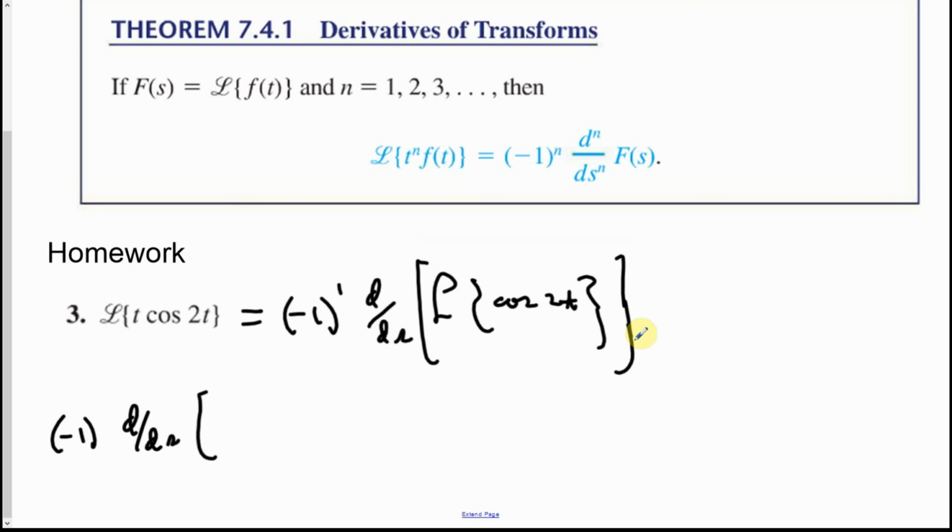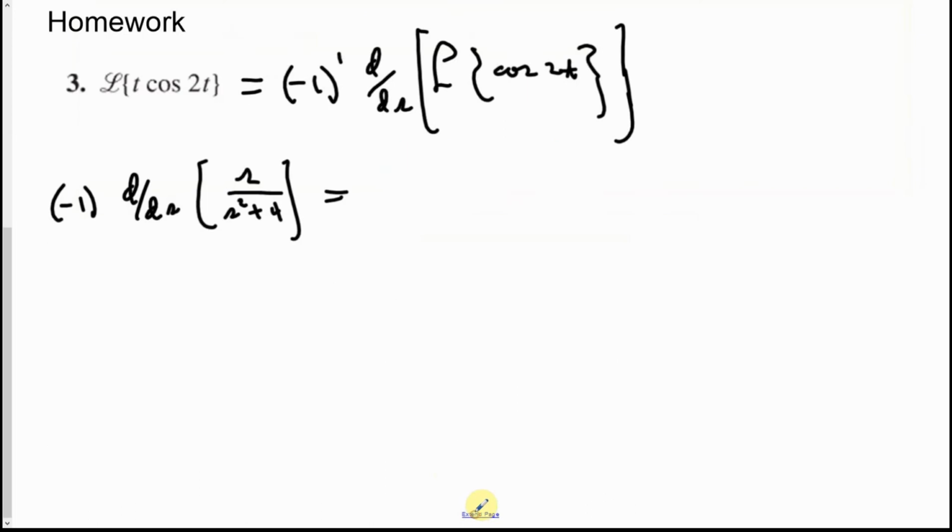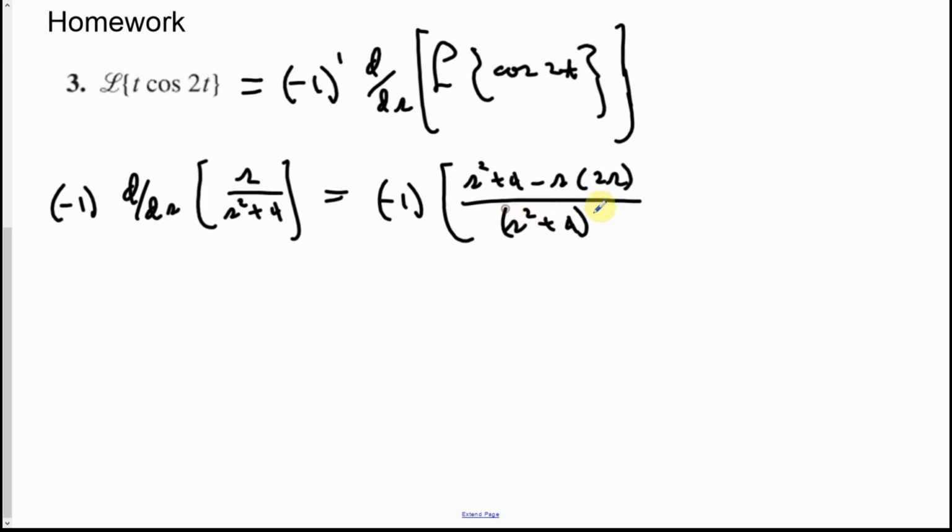So the Laplace transform of the cosine, remember if it's cosine, then the s goes in the numerator. So this is s over s squared plus 4. Now I'm taking the derivative of this. So don't forget the -1 sitting out there. For this derivative, we use the quotient rule. So the derivative of the numerator is 1 times our denominator minus the numerator times the derivative of the denominator, all over our denominator squared.